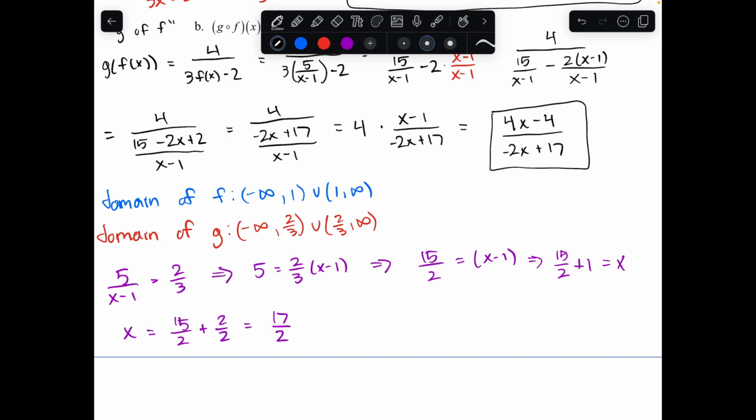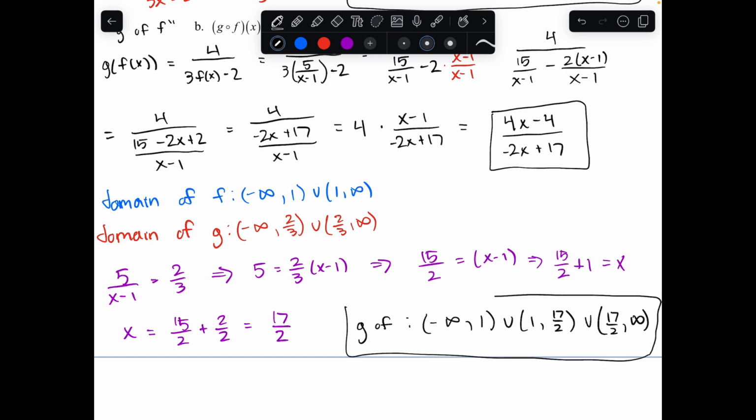So the domain of our actual composition of functions, g of f, is going to be negative infinity to 1, union 1 to 17 halves, union 17 halves to positive infinity. And that is our final answer.